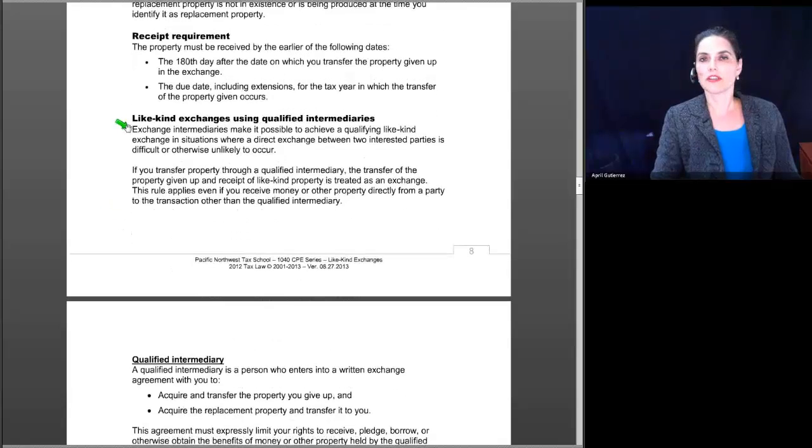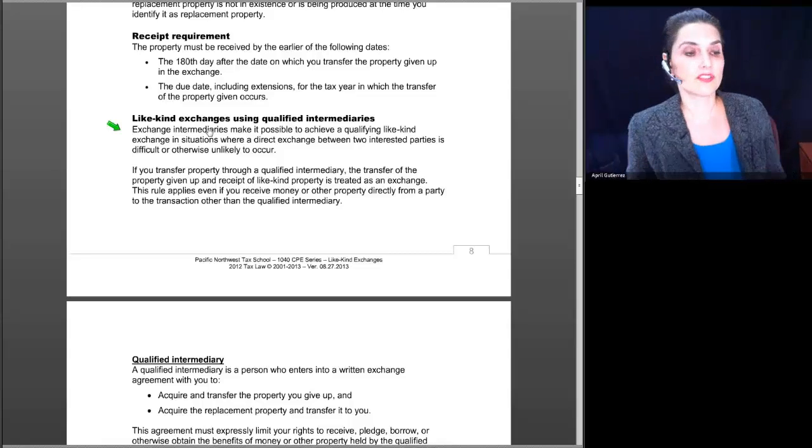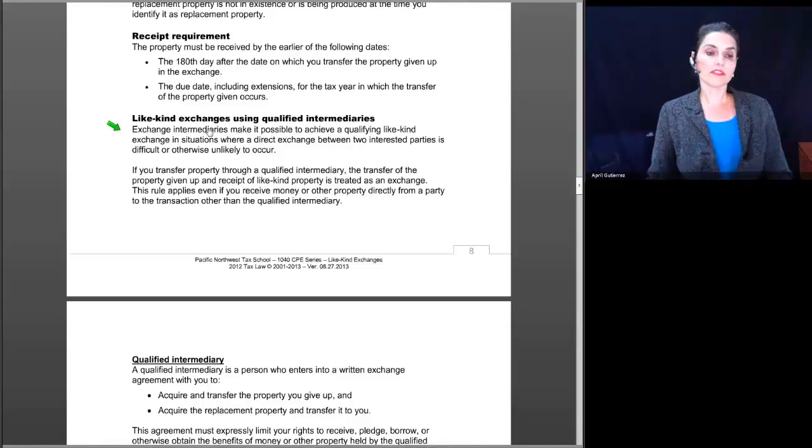Like-kind exchanges use qualified intermediaries because typically it's going to be pretty hard to find someone who wants to take your property in exchange for their property. The exception to that would really be dealers. If you go to a car dealership with your old car and want to trade it in for a new car, you're not going to be dealing with an intermediary. But the odds of finding a piece of real estate where someone wants to trade their real estate for your real estate, that's not going to happen too often. It could happen, it's just not too likely. So the way around that is to use a qualified intermediary.